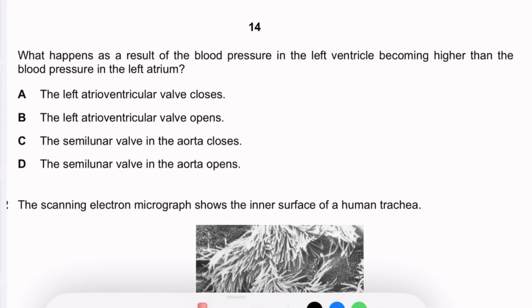Because the first thing that happens is this one, okay? It has to be that the left atrioventricular valve closes. And then when the pressure in the ventricle becomes higher than that in the aorta, then the semilunar valve is going to open to allow flow of blood into it. And then when pressure in the aorta is higher than that of the ventricle, then the semilunar valve closes to prevent the backflow of blood, okay? So that's why it's A.